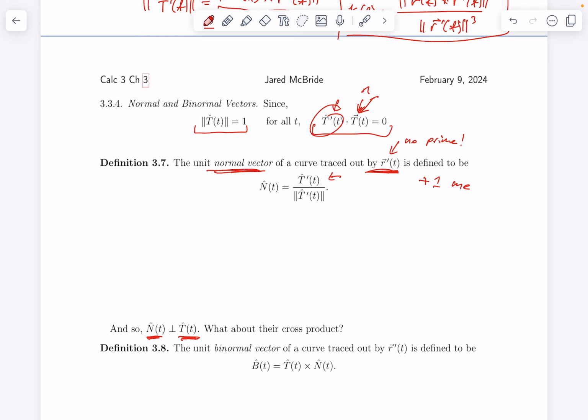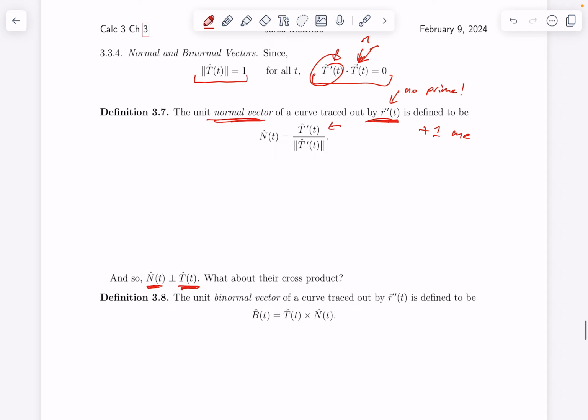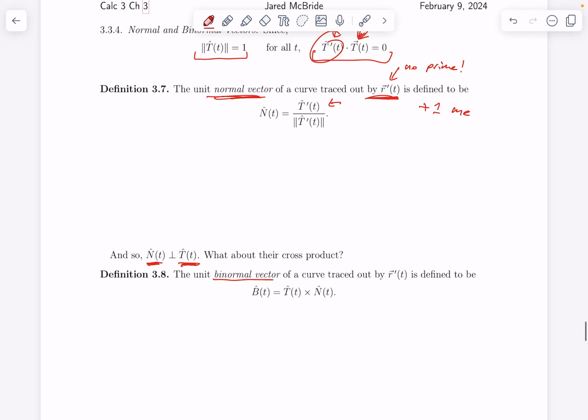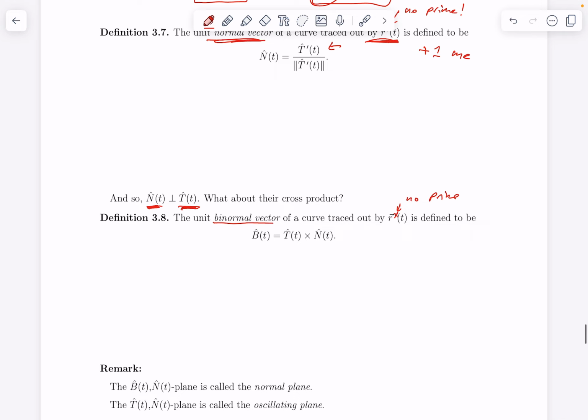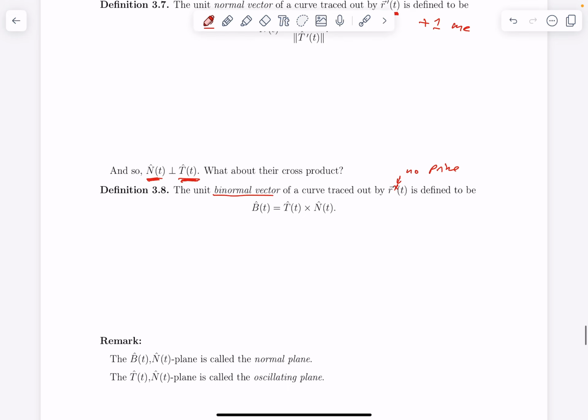Okay, and so what about their cross product? Is that going to be significant? Well, it turns out that it is significant. We're going to call it the binormal vector. So the unit binormal vector of a curve traced out by r, no prime, is defined to be this right here. So let's see if we can make sense of this. Well, we'll do that in the example.